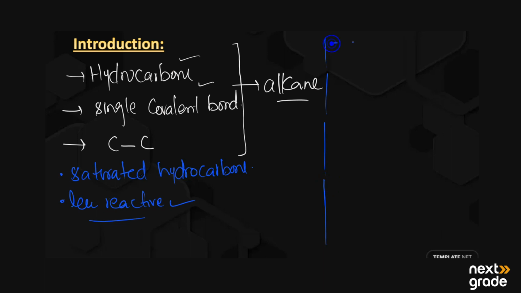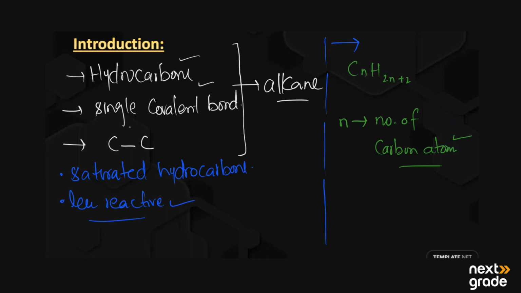The general formula that is used to find the molecular formula of alkanes is CnH2n+2, where n stands for the number of carbon atoms in the alkane. So this is a simple introduction.